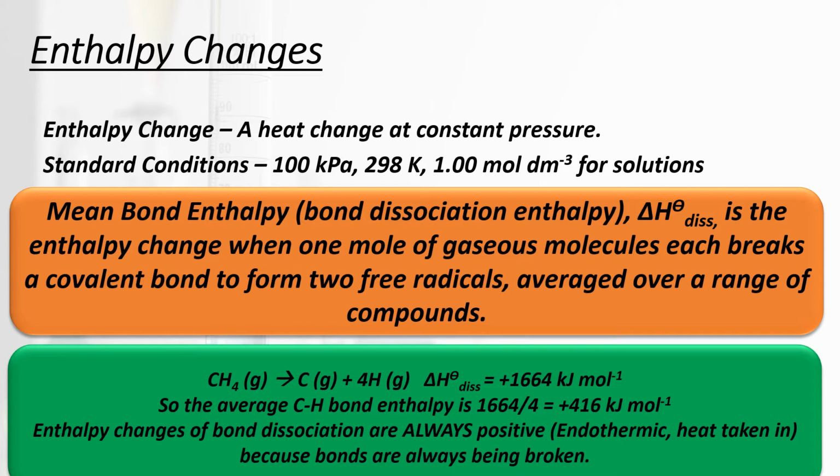That's for the whole molecule though, so our average CH bond enthalpy is a quarter of that because there are 4 CH bonds that we've broken. We want it for one of those bonds, so we divide it by 4 to get plus 416 kilojoules per mole. Enthalpy changes of bond dissociation are always positive, endothermic, because we have to take heat energy in to break the bonds.